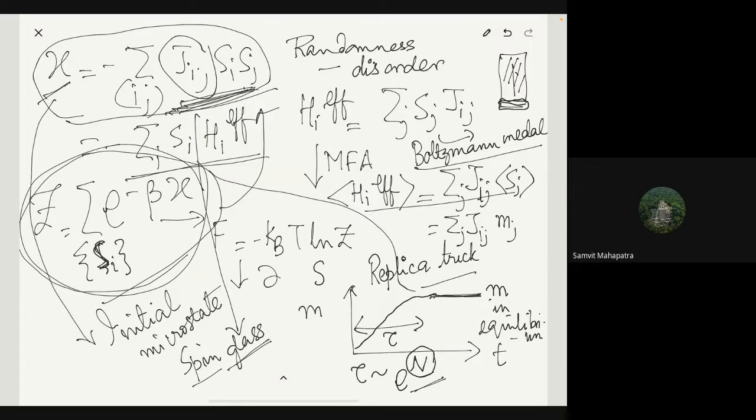Who else won? Did de Gennes get it? I don't know. Let me check. De Gennes didn't get the Boltzmann medal. Did he? I am not sure, I'll check. Just give me a minute.